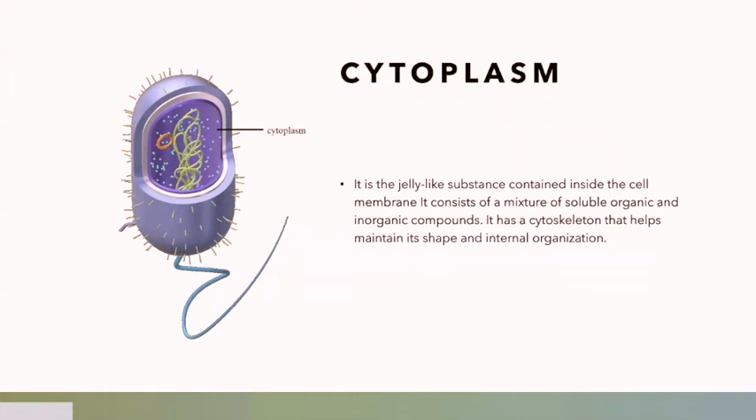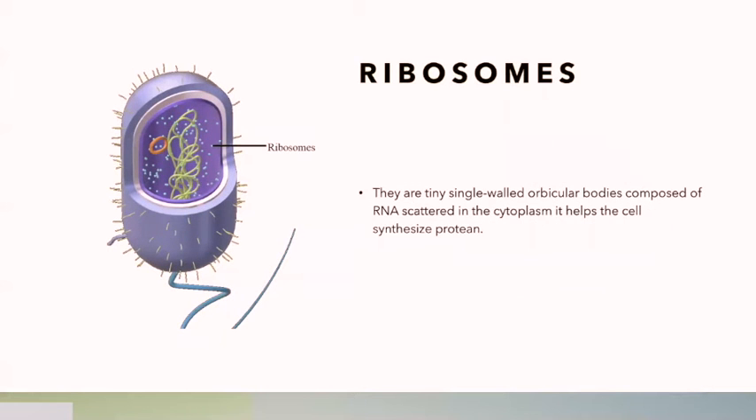Cytoplasm. It is a jelly-like substance contained inside the cell membrane. It consists of a mixture of soluble organic and inorganic compounds. It has a cytoskeleton that helps maintain the shape and internal organization. Ribosomes. They are tiny, single-walled orbicular bodies composed of RNA scattered in the cytoplasm. It helps the cell synthesize protein.